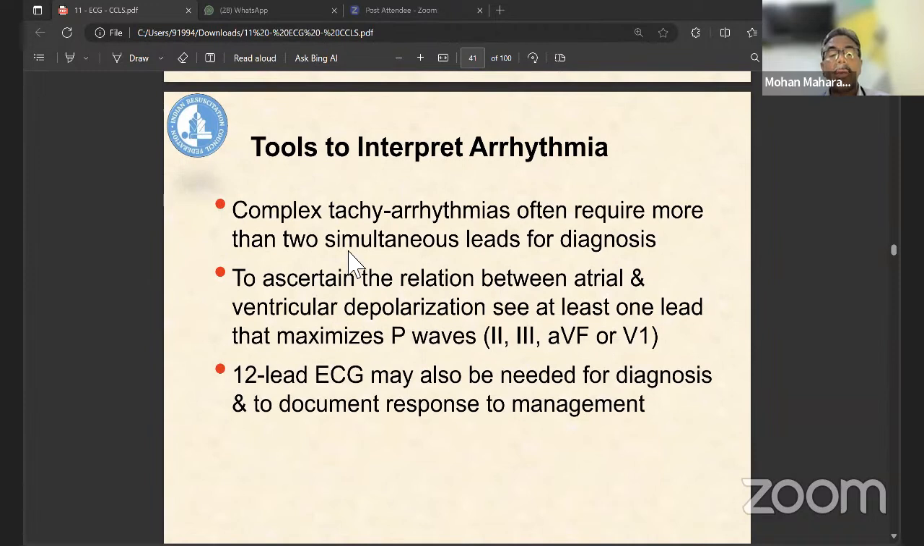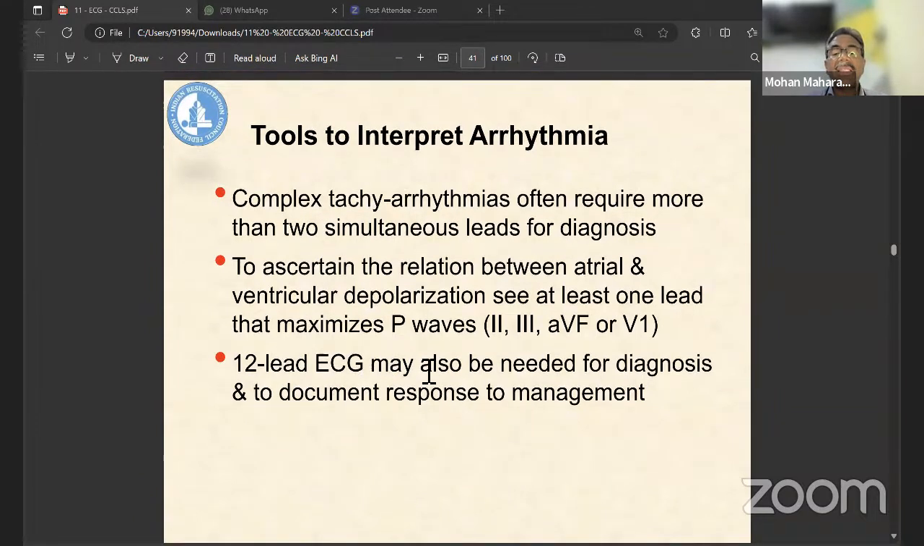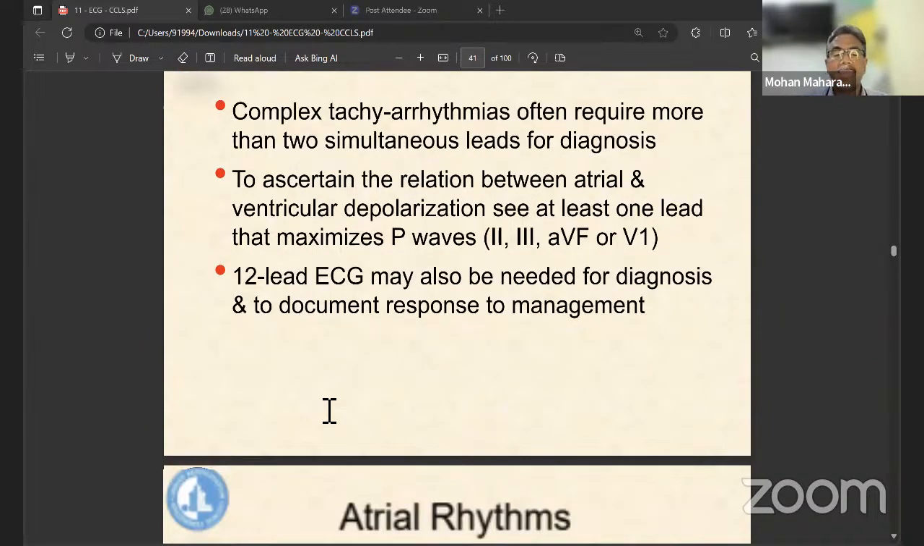So how do you interpret? Tools to interpret: complex tachyarrhythmias often require more than two simultaneous leads for diagnosis. That means whenever the rhythm is complex, you have to look at two simultaneous leads to make the diagnosis. To assess the relation between atrial and ventricular depolarization, see at least one lead that maximizes the P wave. P wave maximization is mainly seen in lead 2, lead 3, aVF or V1. A 12-lead ECG may be needed for diagnosis and to document response to management as well.